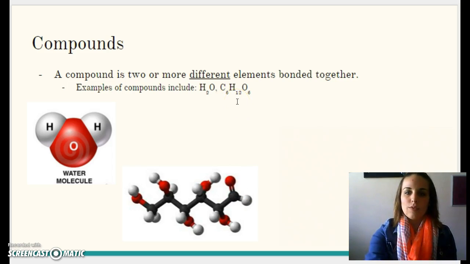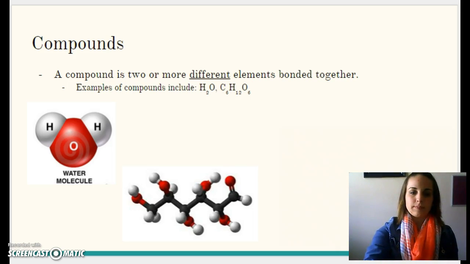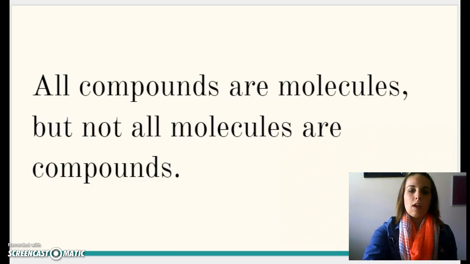Down here, this weird chain-looking thing is C6H12O6, and this is in your foldable. This is glucose. So we have 6 carbons, 12 hydrogens, and 6 oxygens, all bonded together to form glucose, or sugar. So all compounds are molecules, but not all molecules are compounds. Remember, molecules are anytime they're bonded together, but a compound you have to have 2 different elements.